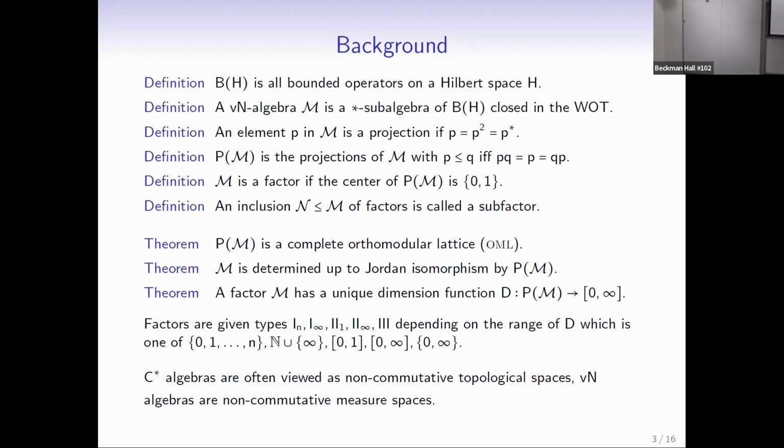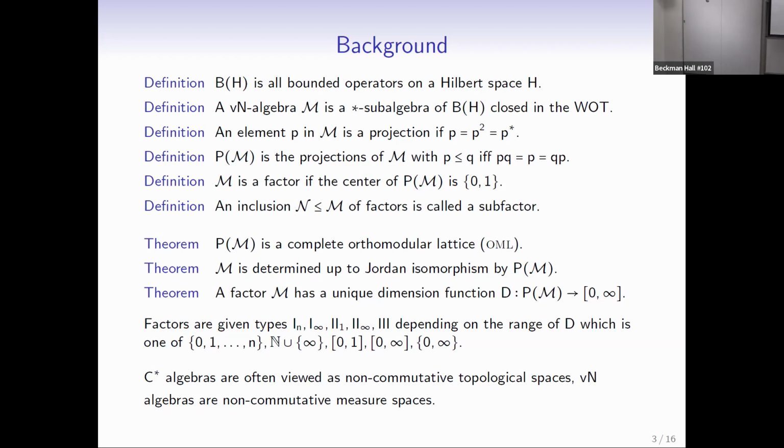Now, C-star algebras are often viewed as non-commutative topological spaces because the commutative C-star algebras are given by certain topological spaces. This is well-known duality theory. Also, von Neumann algebras are viewed as non-commutative measure spaces because in the commutative setting, a commutative von Neumann algebra is given by a measure algebra.